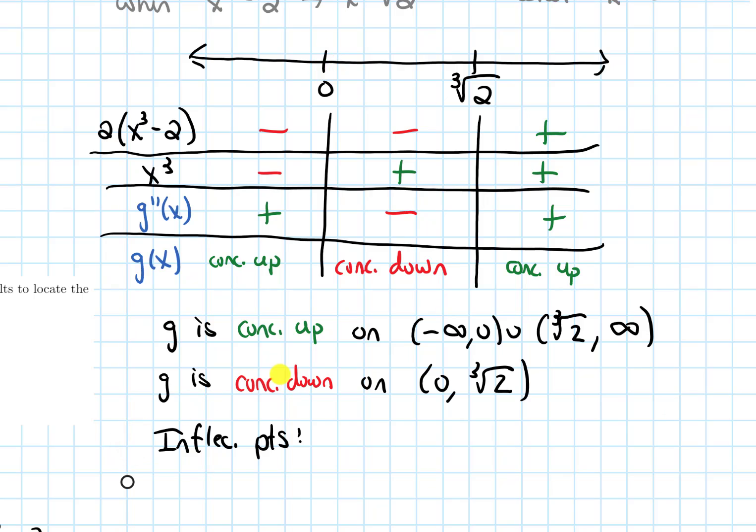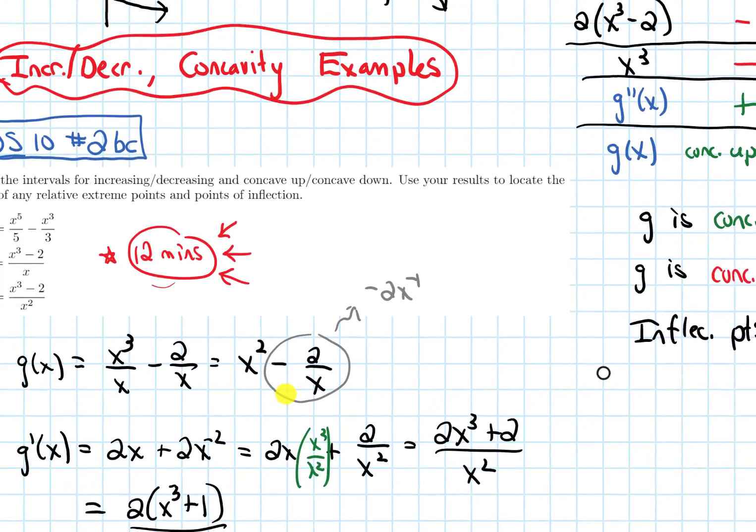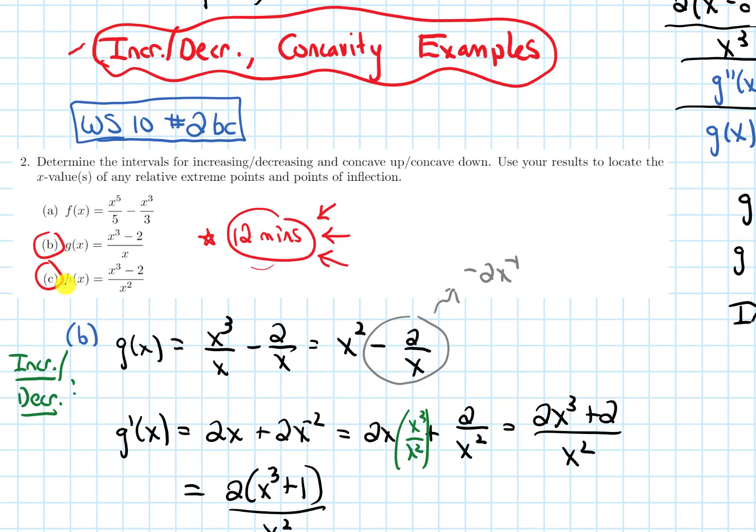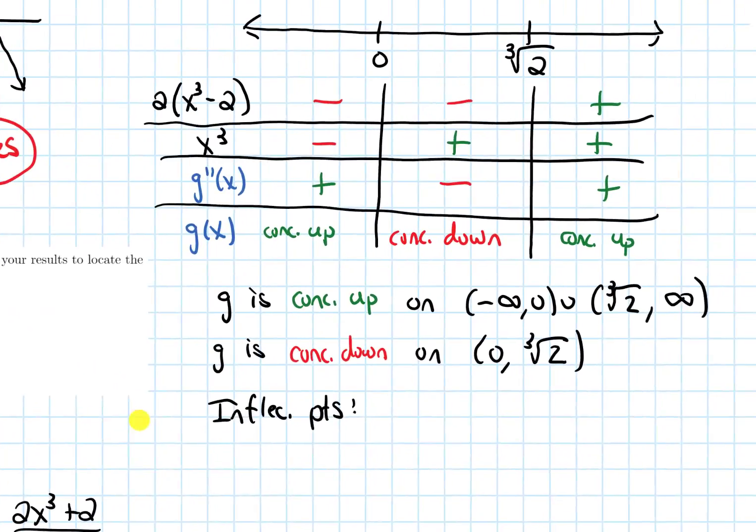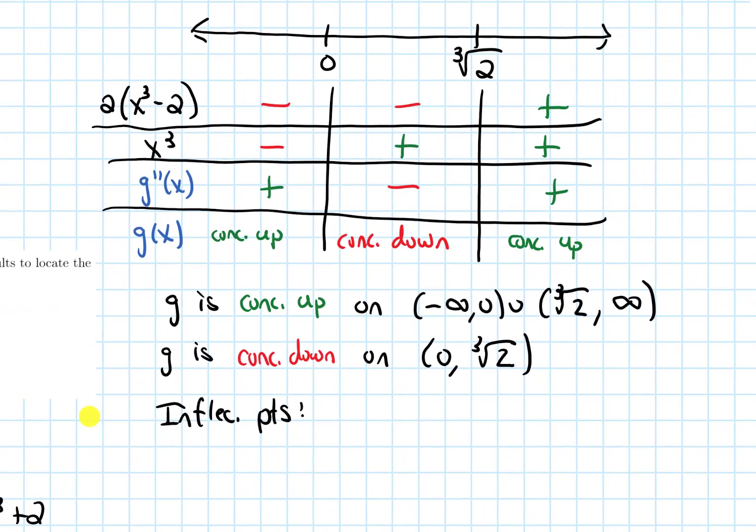The problem with 0 is that for something to be an inflection point, the original function needs to be continuous there. And this original function, I can't even plug 0 into it. 0 is not even in the domain. So it's definitely not going to be continuous there. Because of that, the only inflection point is where x equals the cube root of 2.